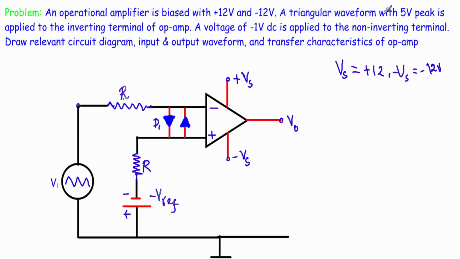Now a triangular waveform with 5 volt peak, let's say this is a triangular waveform, has a peak of 5 volt, and this kind of triangular waveform is applied at the inverting terminal of the operational amplifier. A voltage of minus 1 volt, which is a DC voltage, is applied to the non-inverting terminal. Draw the relevant circuit diagram, input and output waveform and transfer characteristics of this operational amplifier.